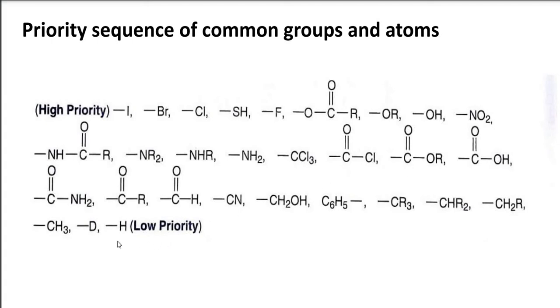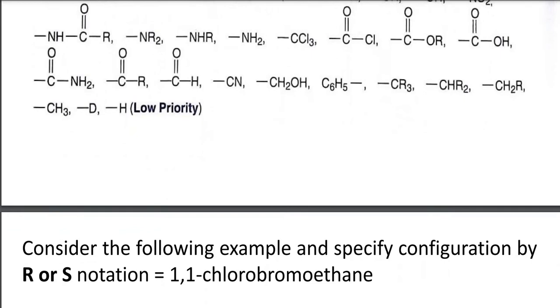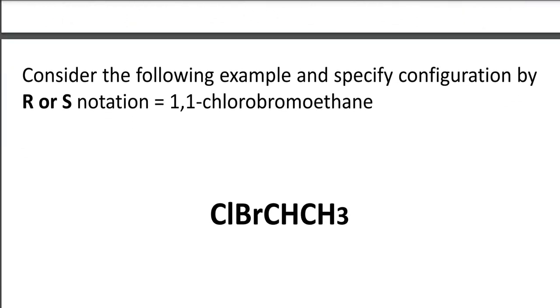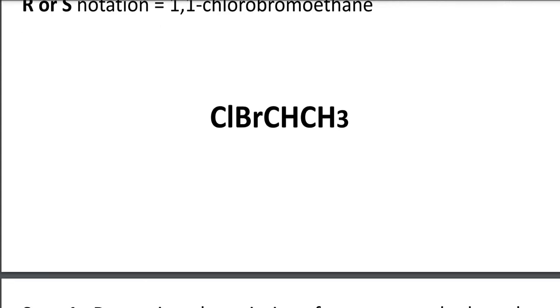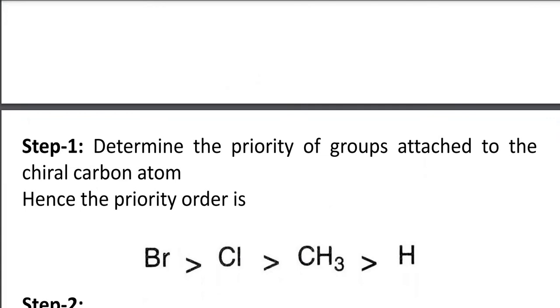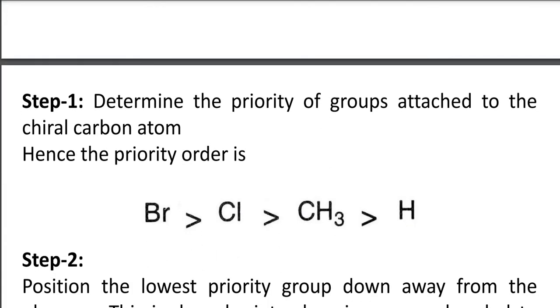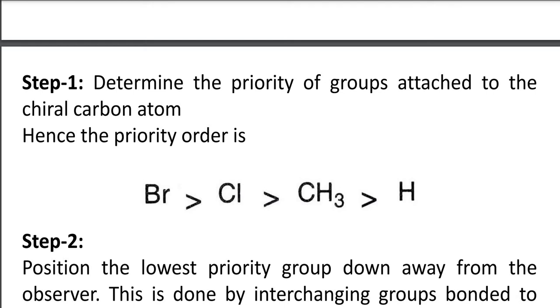So the lowest priority is hydrogen and deuterium. You should also keep this in mind when assigning configurations. Consider the following examples and specify the configuration in R or S notation. For example, 1,1 chlorobromoethane. Now go to step 1: determine the priority of the groups attached to the chiral carbon atom. The priority order is Br greater than Cl, CH3, H.